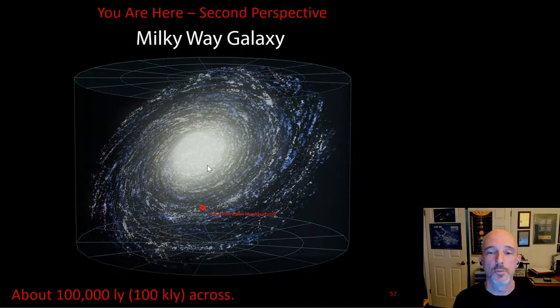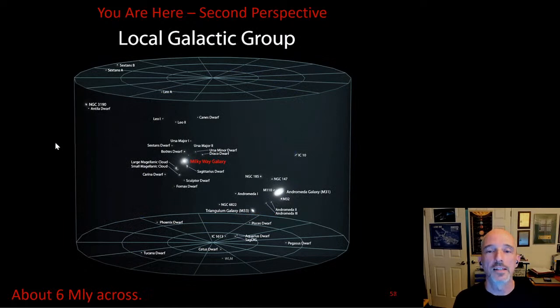Milky Way galaxy we talked about before. We said we're about 25,000 light years from the center, and the whole thing is about 100,000 light years across. Here is the local galactic group. This is the Milky Way galaxy right here with its immediate neighboring galaxies. And over here, this bright patch is the one we talked about a moment ago. This is the Andromeda galaxy, our nearest big neighbor, about 2.5 million light years away.